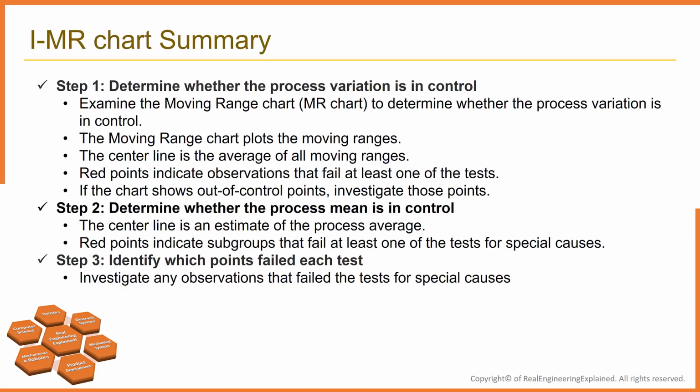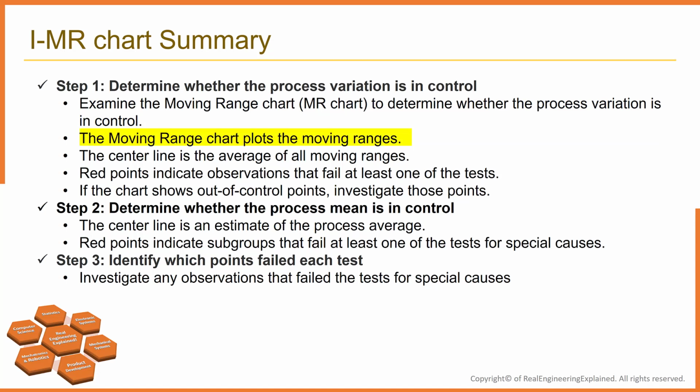Okay, to recap. Step 1. Determine whether the process variation is in control. Before you interpret the individual chart, examine the moving range chart, MR chart, to determine whether the process variation is in control. If the MR chart is not in control, then the control limits on the I chart are not accurate. The moving range chart plots the moving ranges.